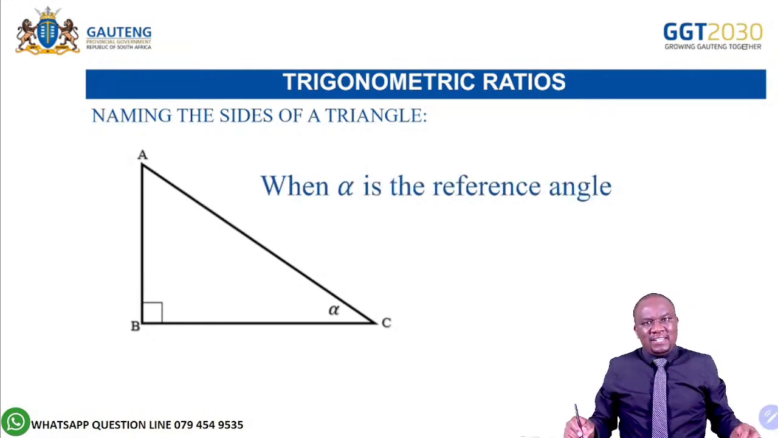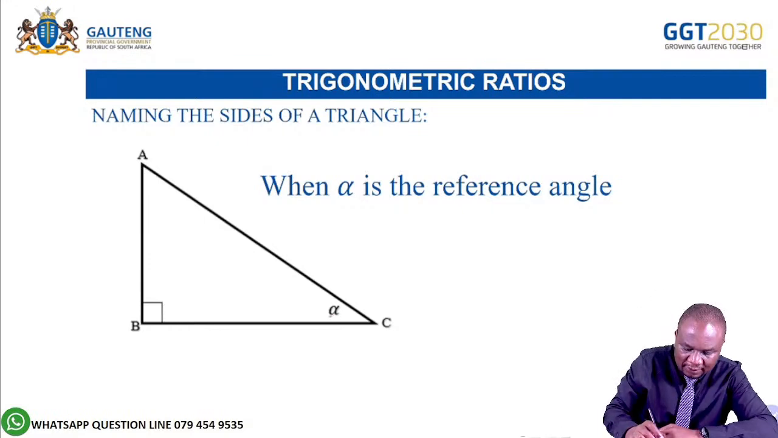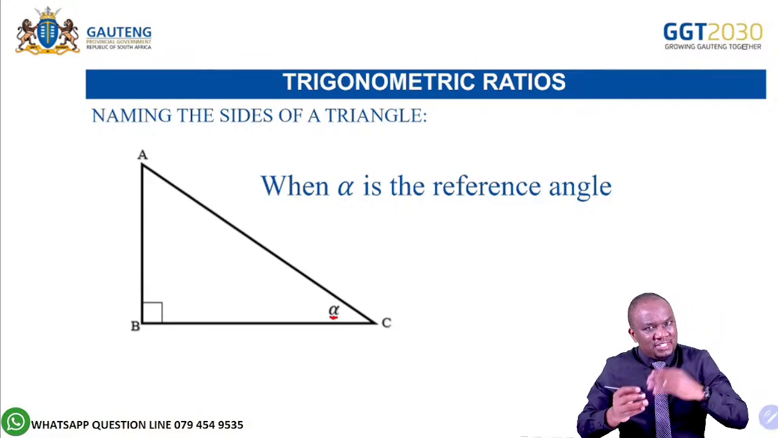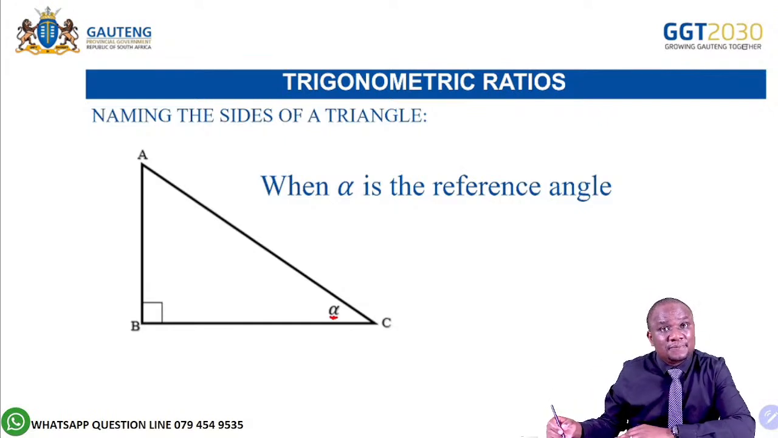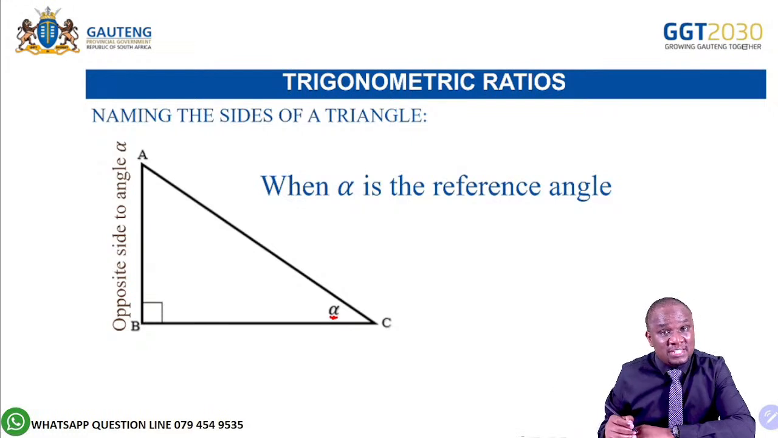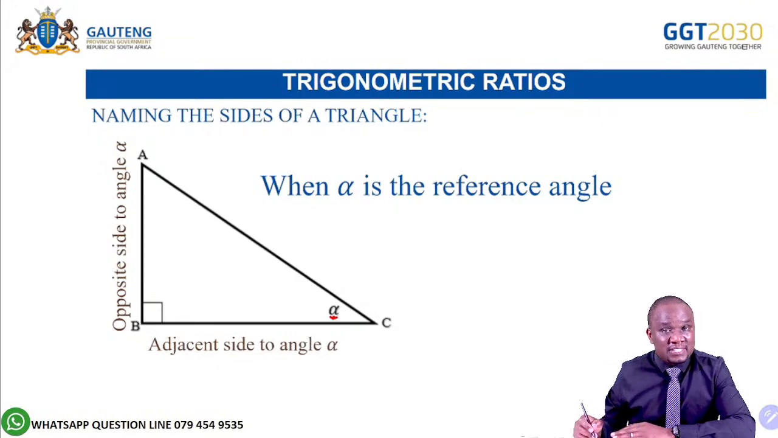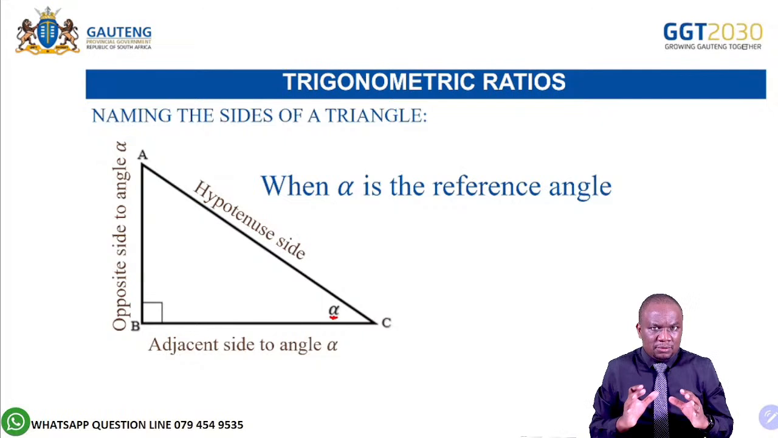Now, when alpha is the reference angle, which side is opposite? It's like redoing what we just did under the baseline activity. Which side is the opposite side? AB is the opposite side. Which side is the adjacent side? BC is the adjacent side. Which side is the hypotenuse? AC is the hypotenuse.